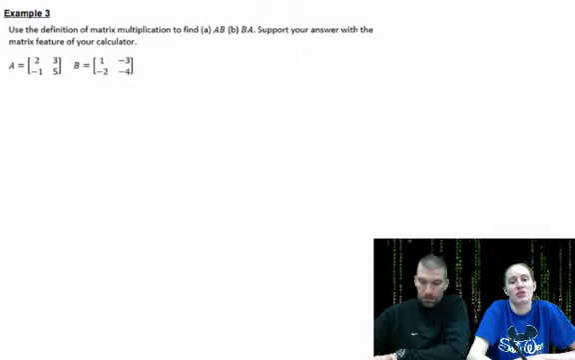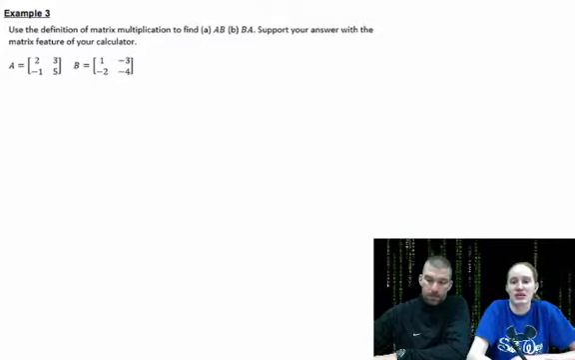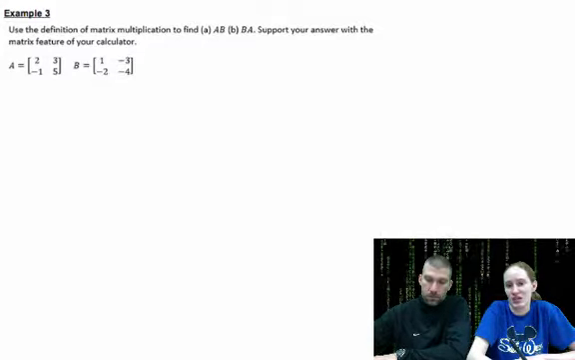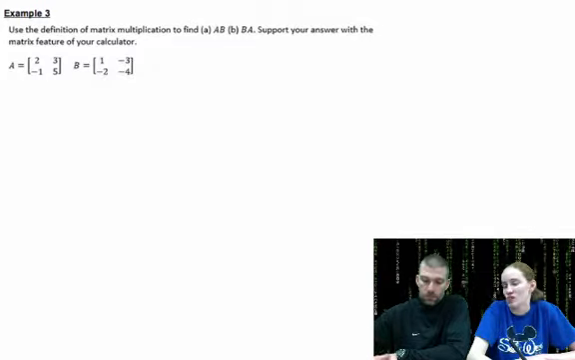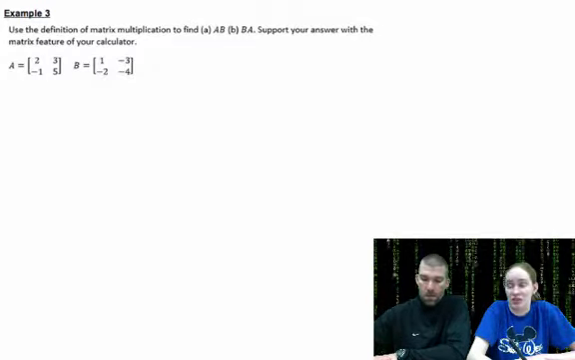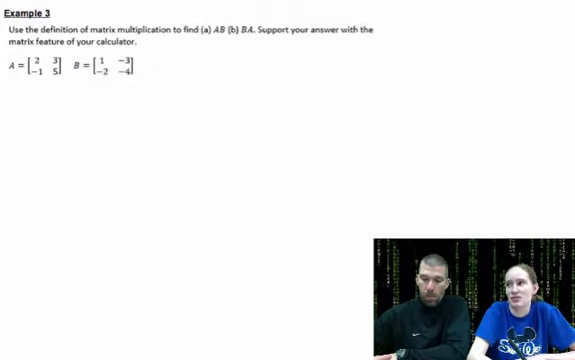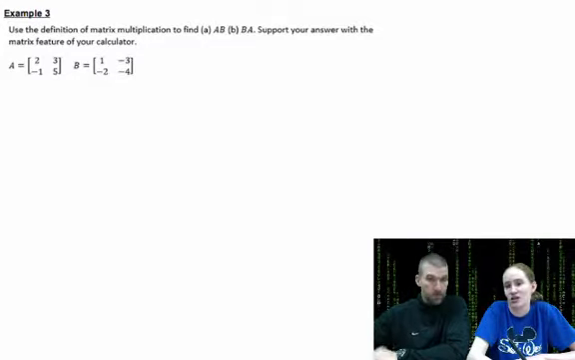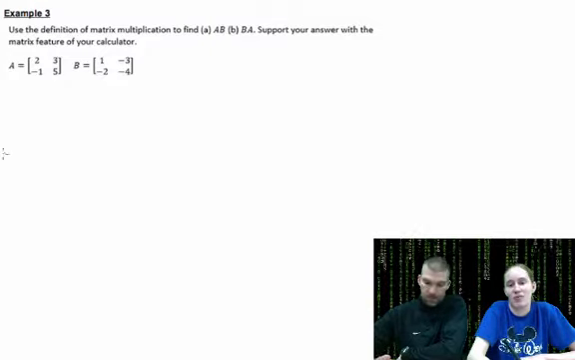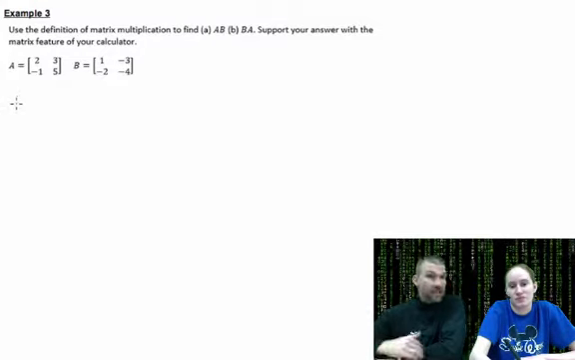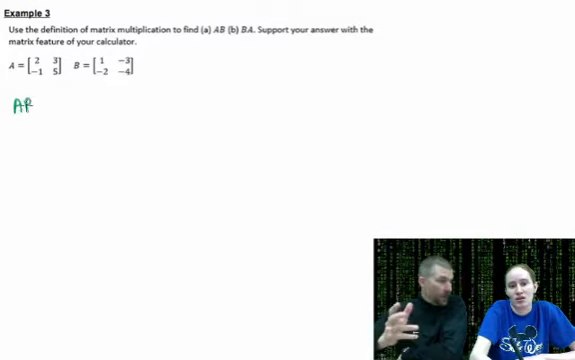So we're going to use matrix multiplication to find AB and BA. This is the case where these are going to be different. Whenever we normally multiply numbers together, like 5 times 3, that's the same as 3 times 5. That's called being commutative. Matrix multiplication does not have that property, which makes it a little bit more difficult because you think that it does.